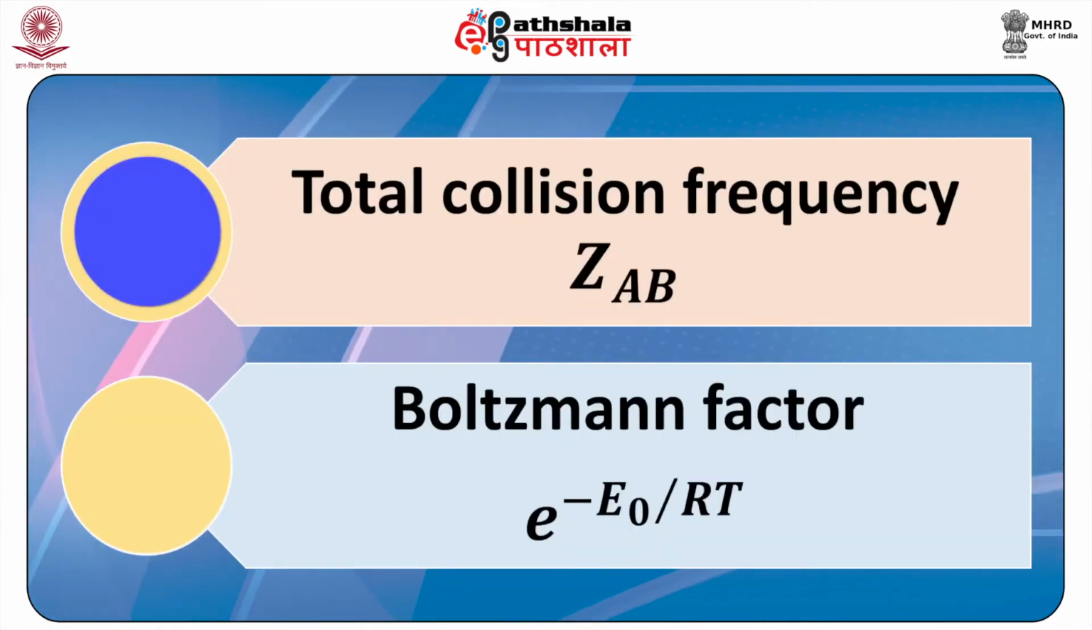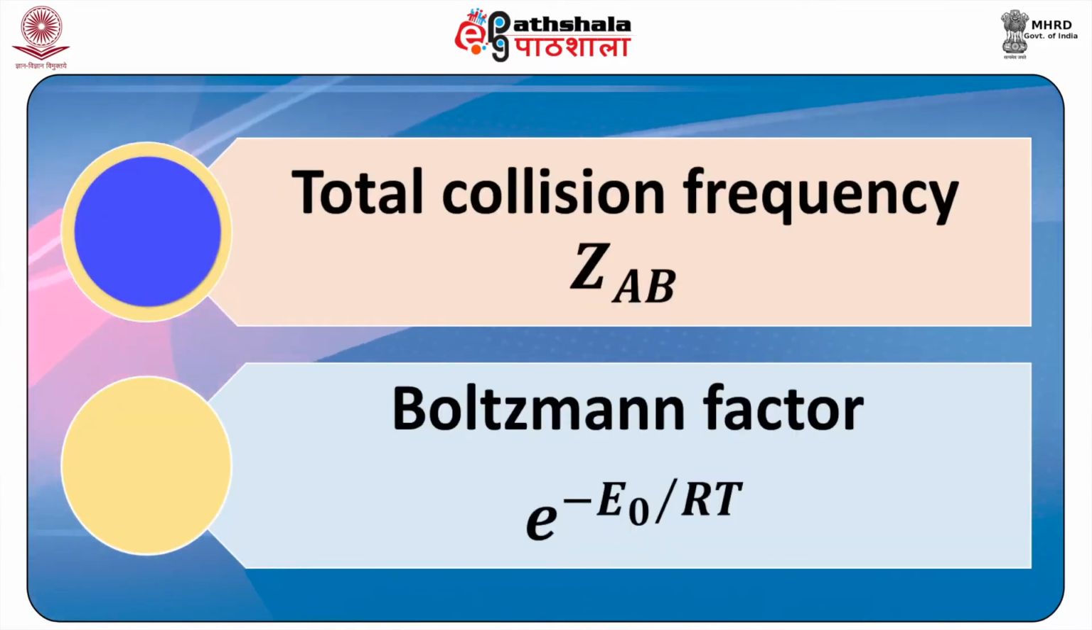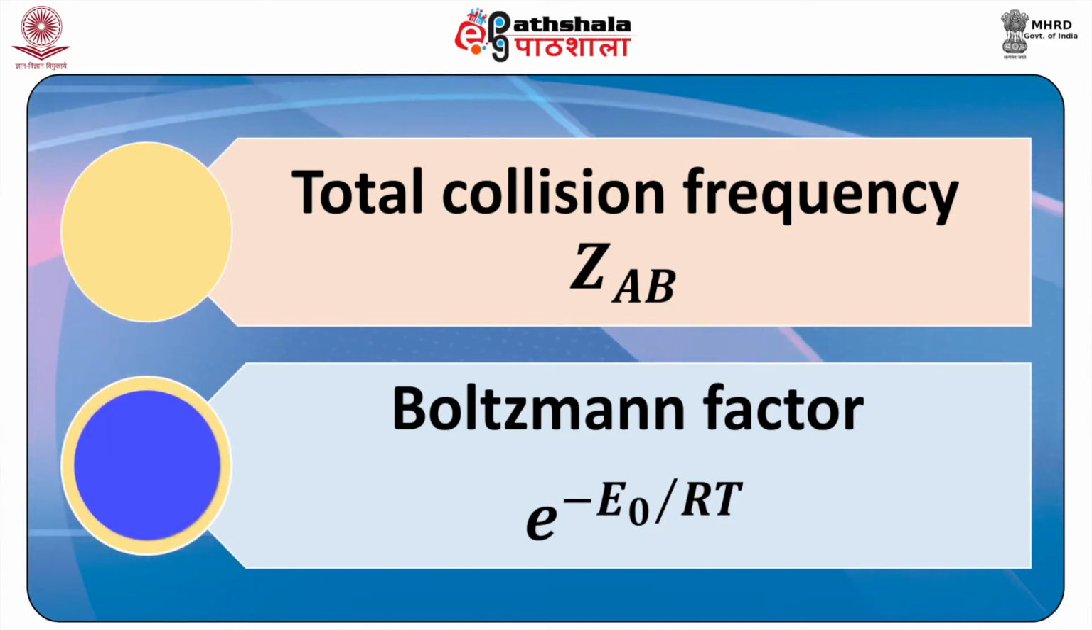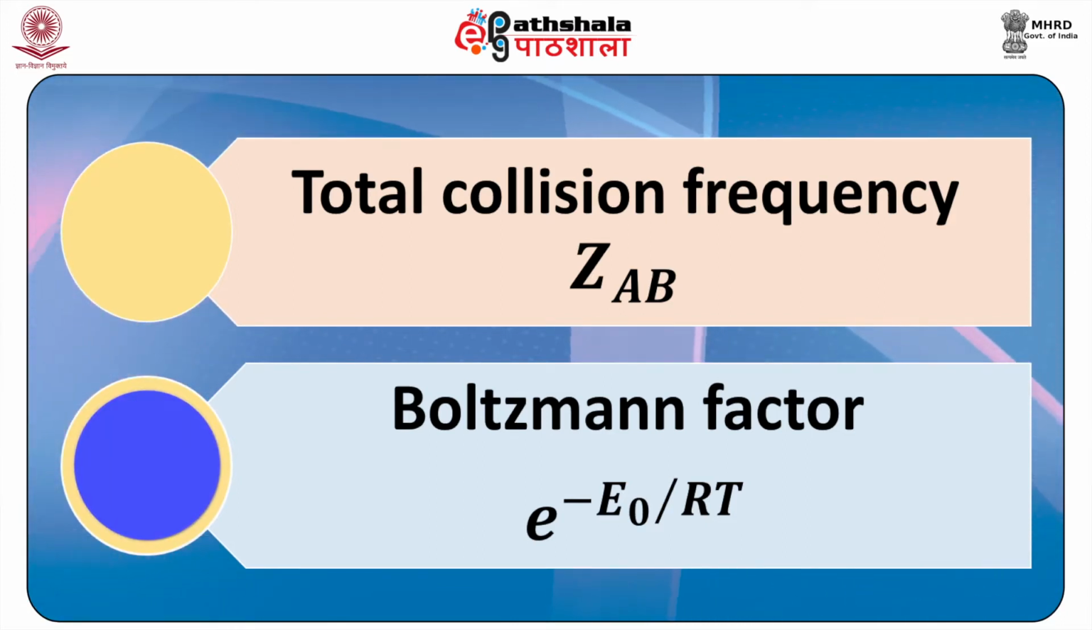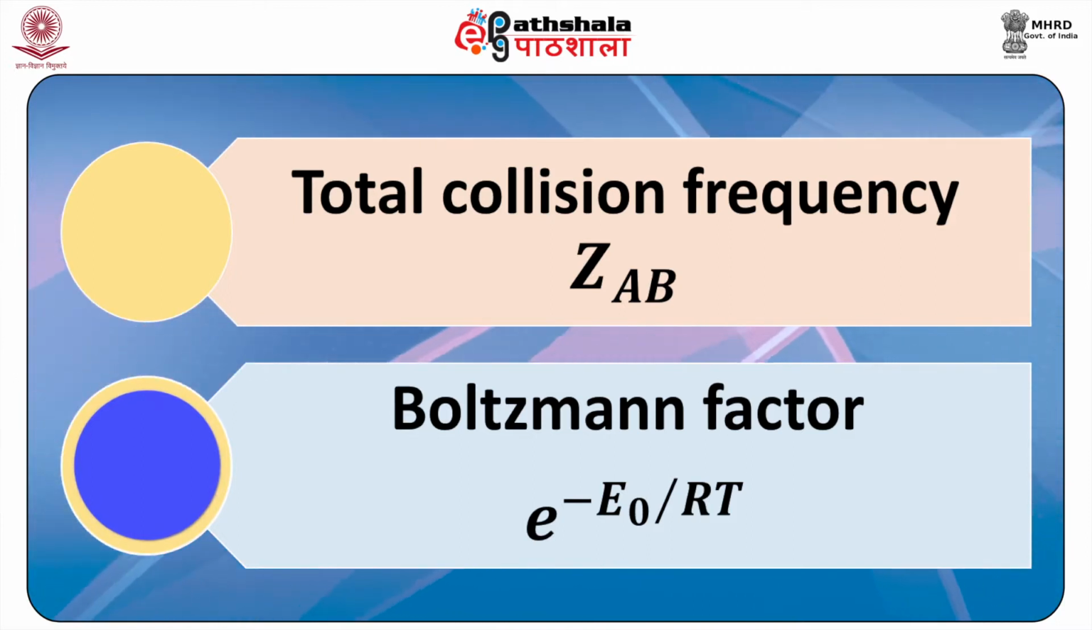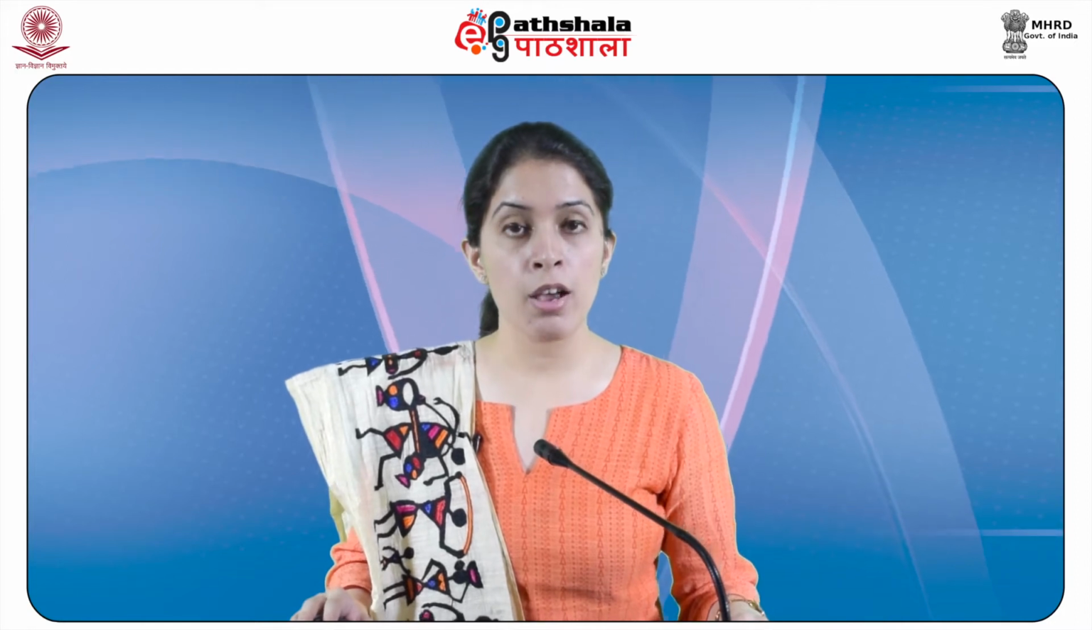So as per this equation, we can say that the rate of the bimolecular reaction depends on two factors. Number one, total collision frequency given by ZAB, and number two, the Boltzmann factor given by the term e to the power minus E0 by RT. Now let us see how these two factors influence the rate of the reaction. Firstly, we will start with total collision frequency.